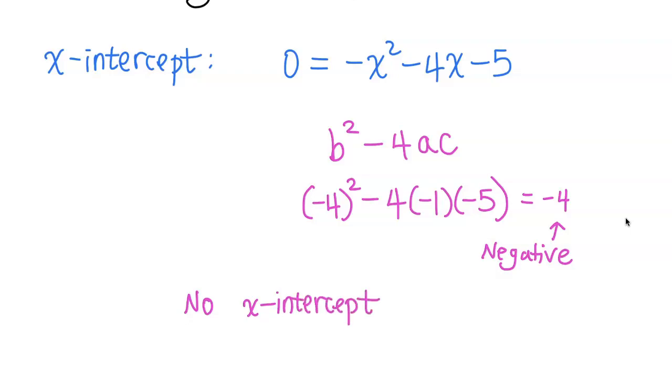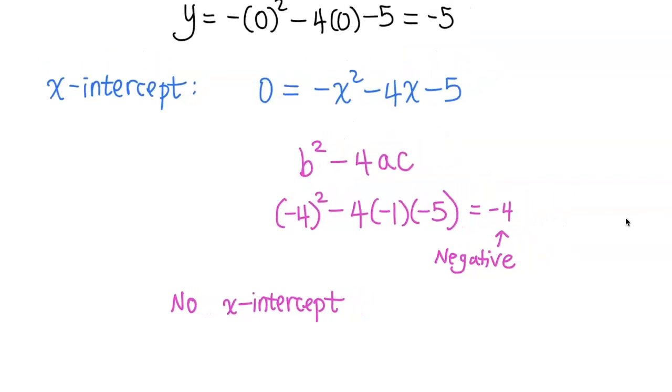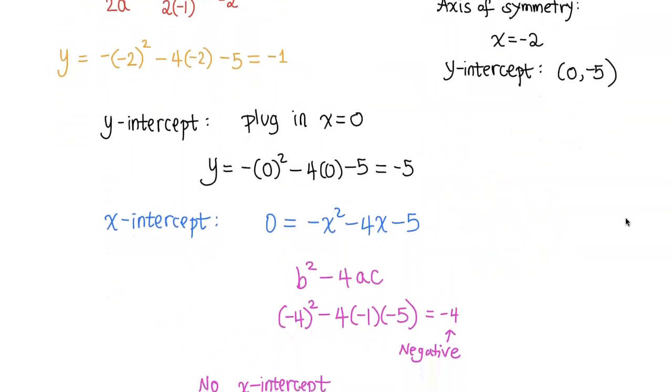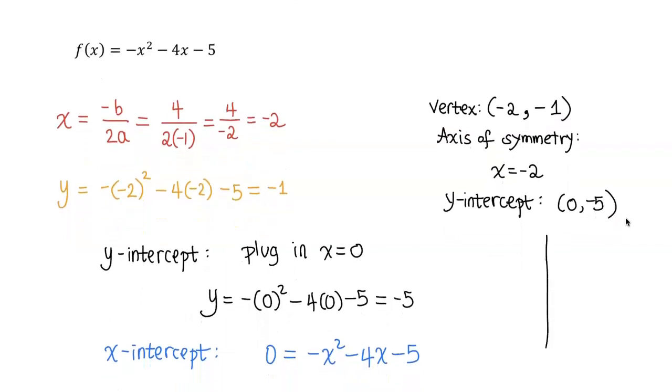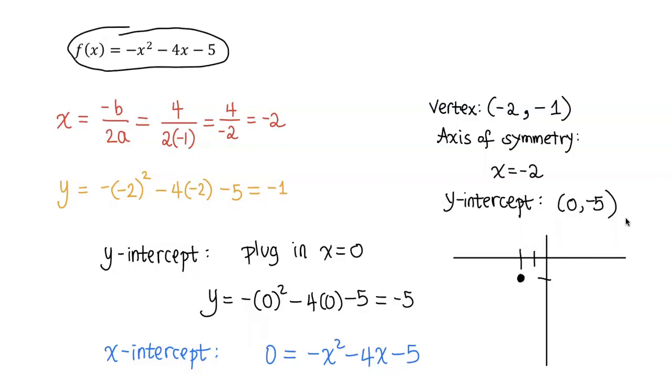Now, I do want you to think about this graph though. What I'm going to do is try to sketch it for you, okay? Look, this graph has a vertex at where? Negative 2, negative 1. So you're going to go 2 to the left and down 1, right? So that's the vertex. Now, this is a negative parabola. So that means this parabola will open downward. So you're going to have something that looks like that.